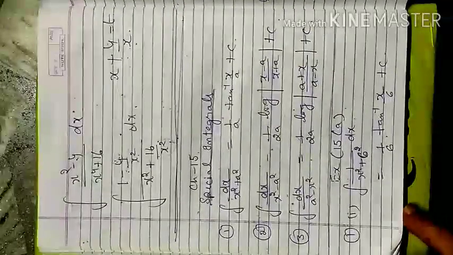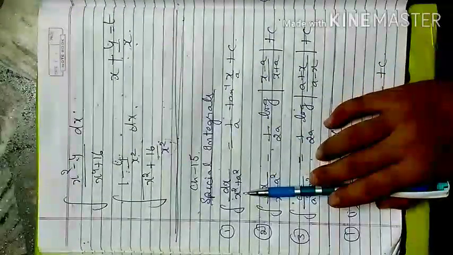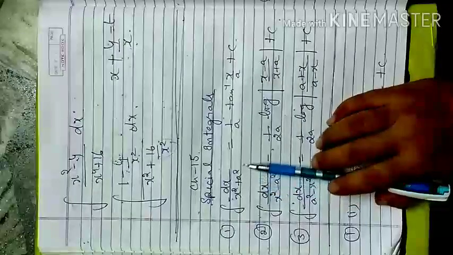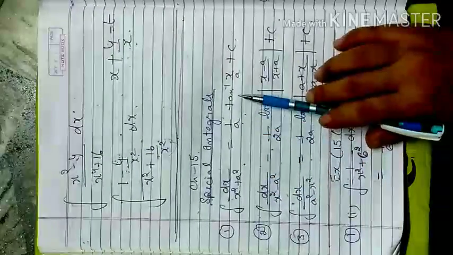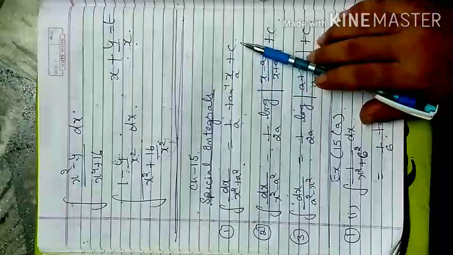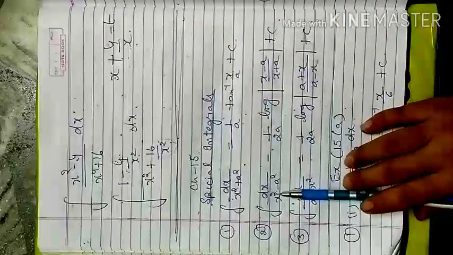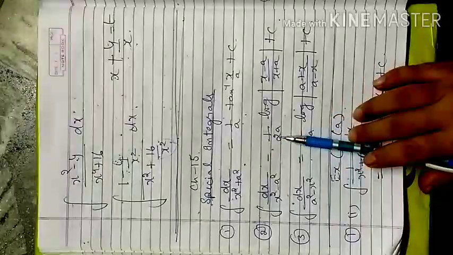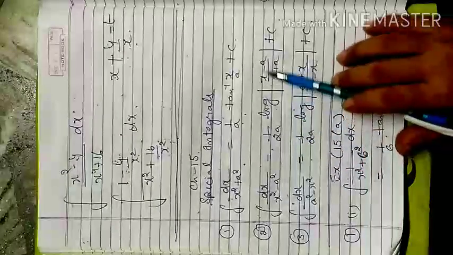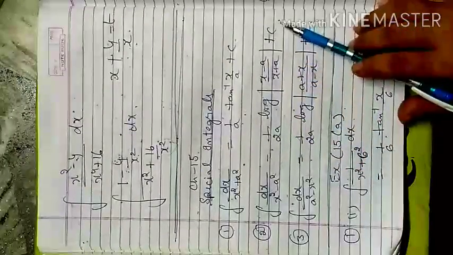The first rule: if the denominator is in x square plus a square form, we directly apply the formula 1 by a tan inverse x by a plus c. But if the integral is dx by x square minus a square, we directly apply the formula 1 by 2a log x minus a by x plus a plus c.